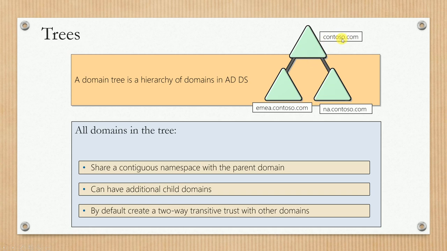Inside the consto domain, you have two domains: emia.consto and na.consto. The top one can be called the forest domain, called consto.com, and these are the child domains inside your forest. All domains in the tree share a contiguous namespace with the parent domain and can have additional child domains like this. By default, a child domain creates two-way transitive trust with the other domains as well.